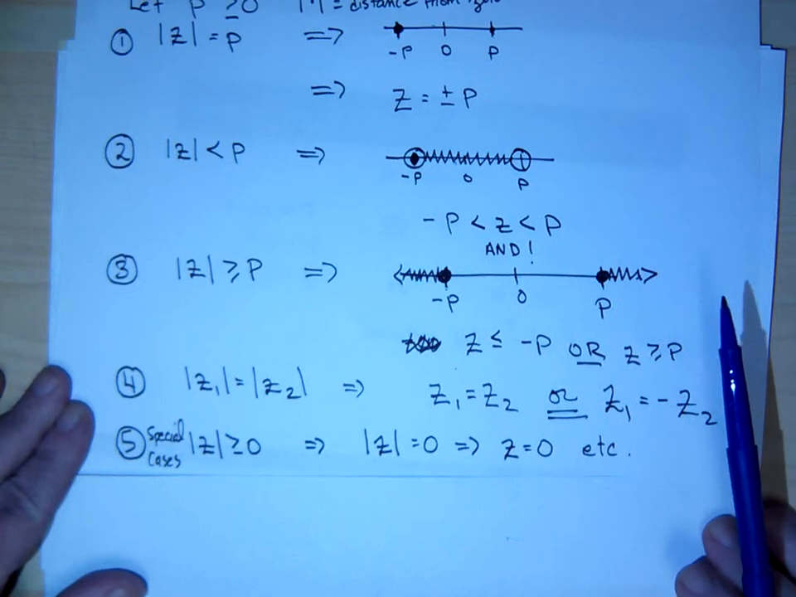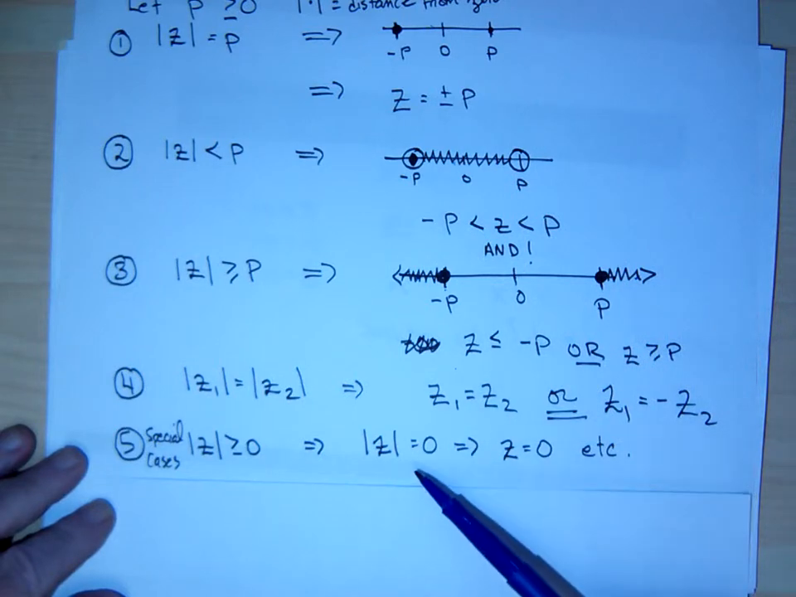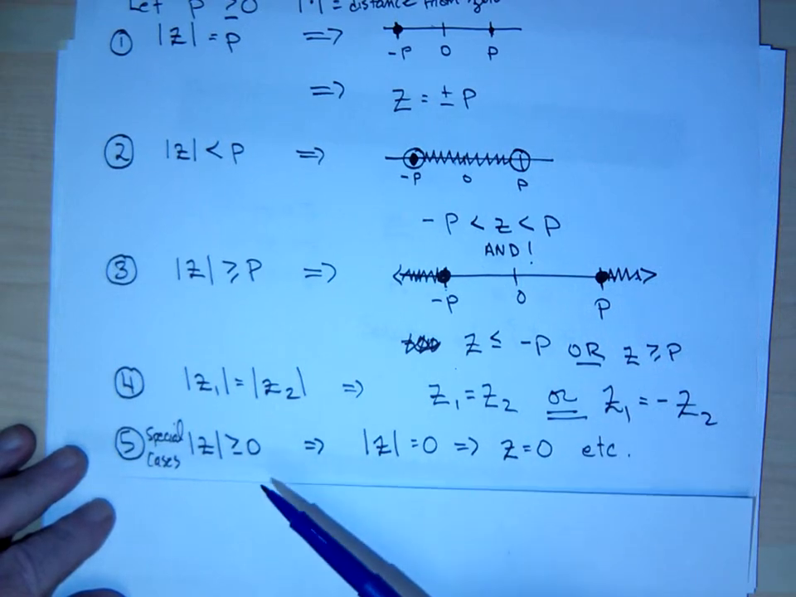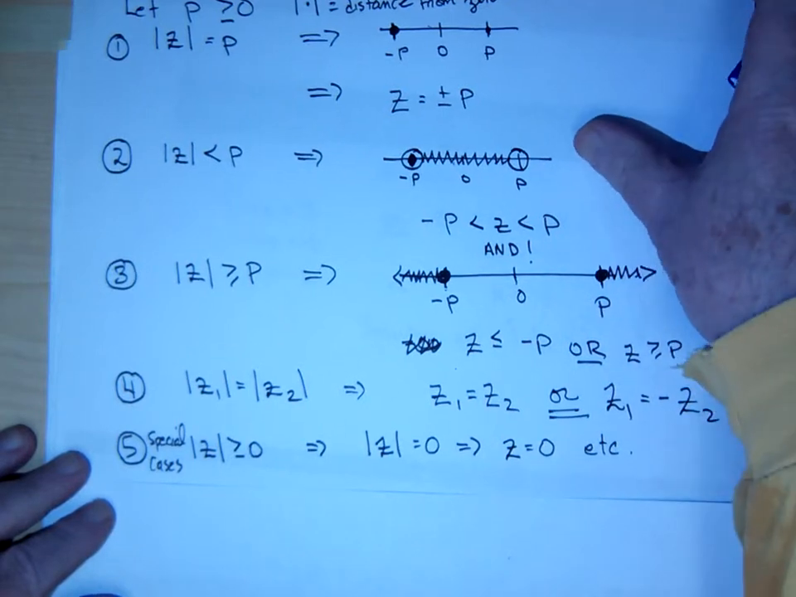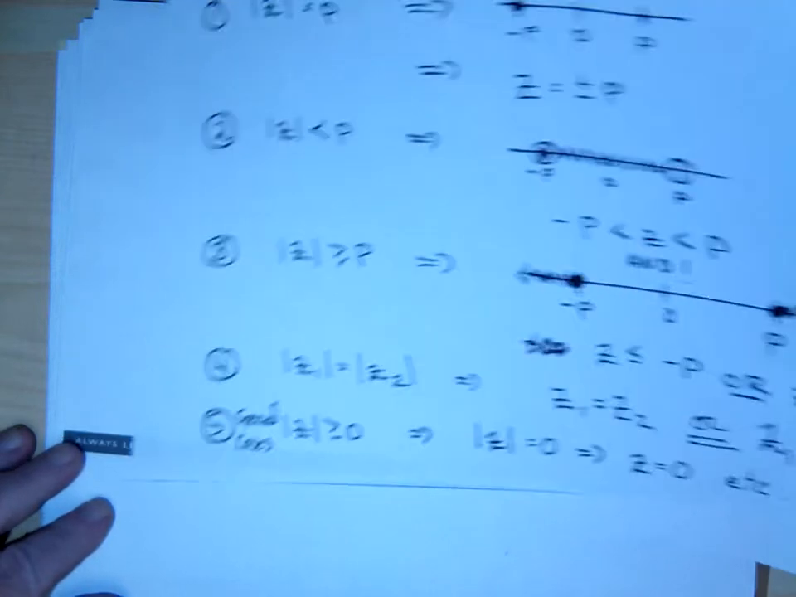And finally, we have some special cases. We do know that the absolute value of z is always greater than or equal to 0. That means, for example, if the absolute value of z is equal to 0, then z is equal to 0. The absolute value is never negative, and it is always bigger than or equal to 0. So we're going to talk about these several rules as we go through and solve the problems, and I'll try to make reference to them by number.